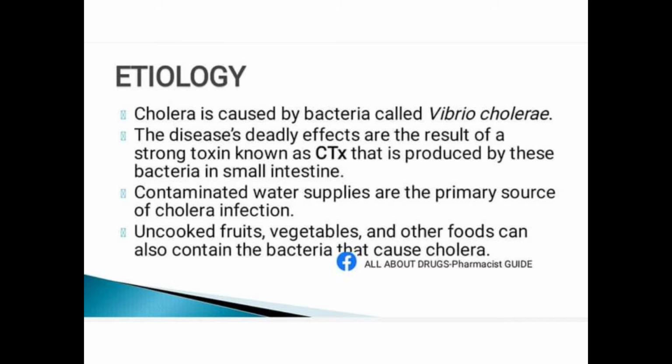Etiology means the causes of cholera. Cholera is caused by bacteria called Vibrio cholerae. The disease's deadly effects are the result of the strong toxin known as CTX that is produced by these bacteria in the small intestine. Contaminated water supplies are the primary source of cholera infection. Uncooked fruits, vegetables, and other foods can also contain the bacteria that cause cholera.